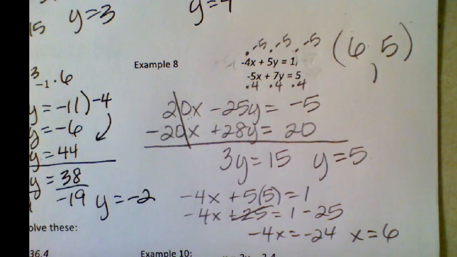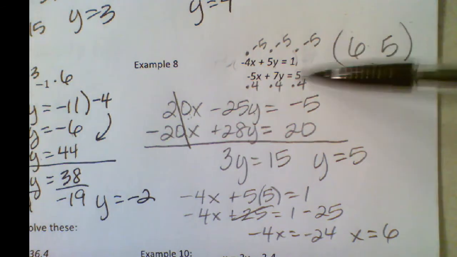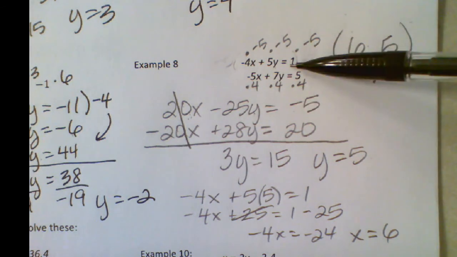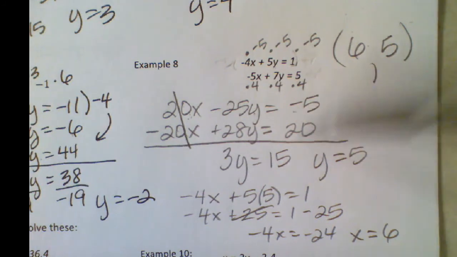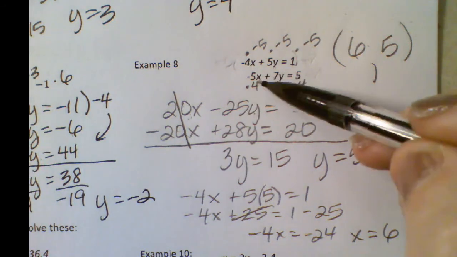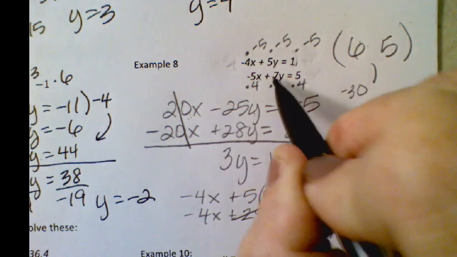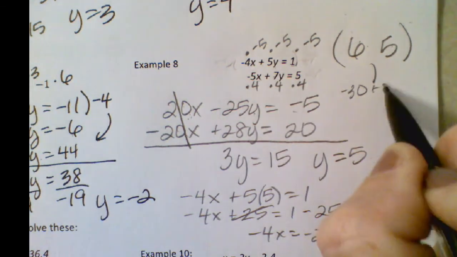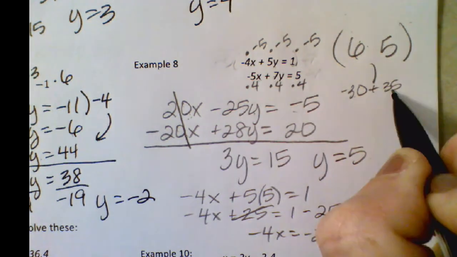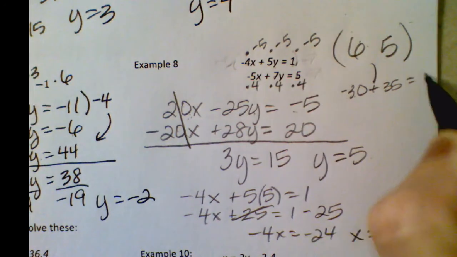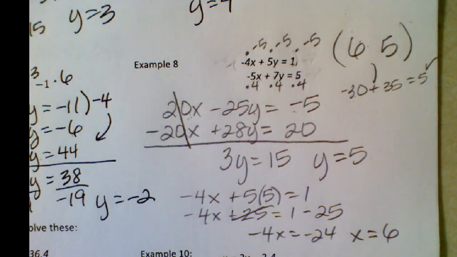Of course we are. So which equation do you want to use to check? 1, 2, 3. Since we used 1 to solve it, use 2, 3, or 4 to check it. 2. Okay, so what's negative 5 times 6? And what's 7 times 5? 35. And what's negative 30 plus 35? Should equal 5, and it does, so we know we got it right. Excellent. Okay.